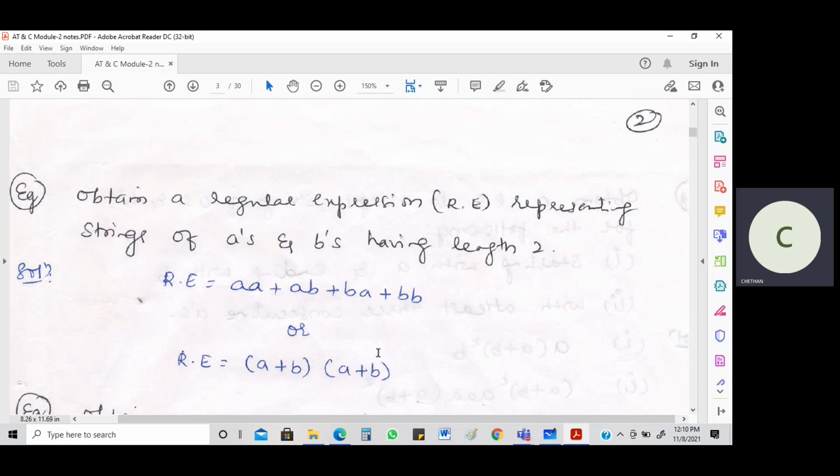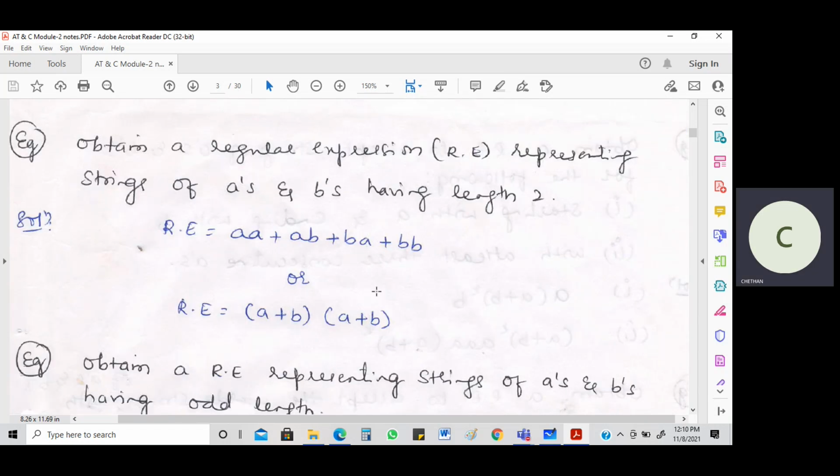or you can just write it like this: a plus b into a plus b, which is nothing but a plus b whole square, that is a square plus b square plus 2ab. That is aa, bb, and ab, ba. Simple way of representing a regular expression.